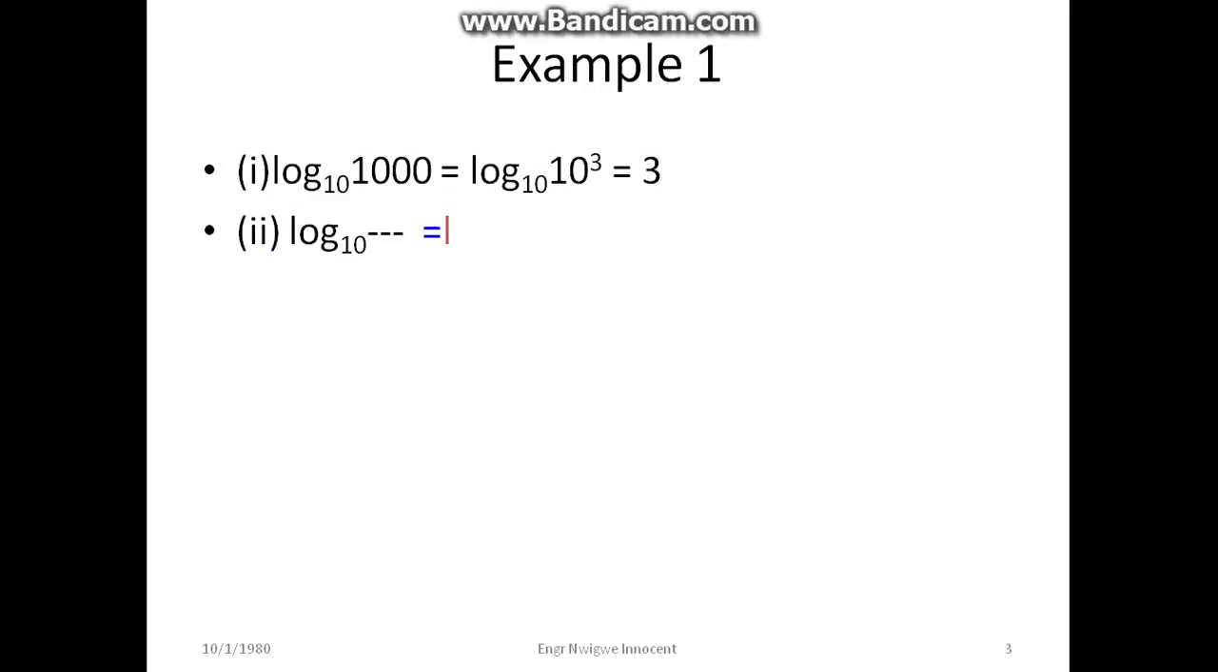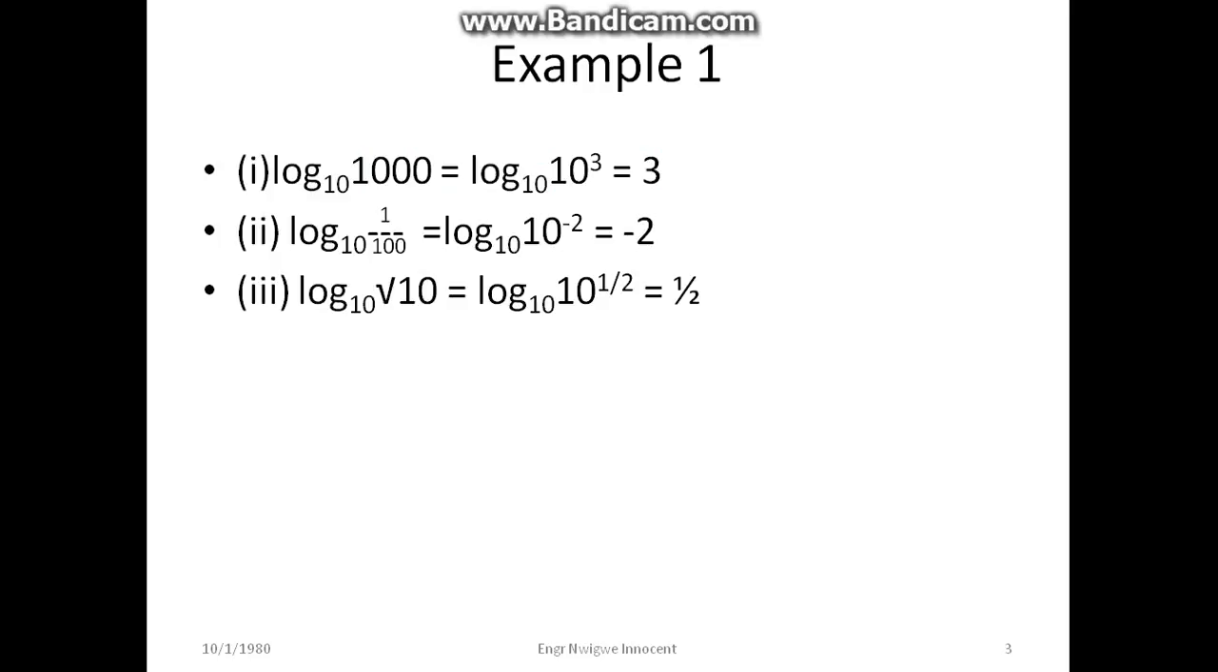(ii) Log 1 over 100 to the base 10 is equal to log 10 raised to power minus 2 to the base 10, which will give us minus 2, because log 10 to the base 10 is 1. It is equal to minus 2. (iii) Log square root of 10 to the base 10 is equal to log 10 raised to power half to the base 10, which will give us half.